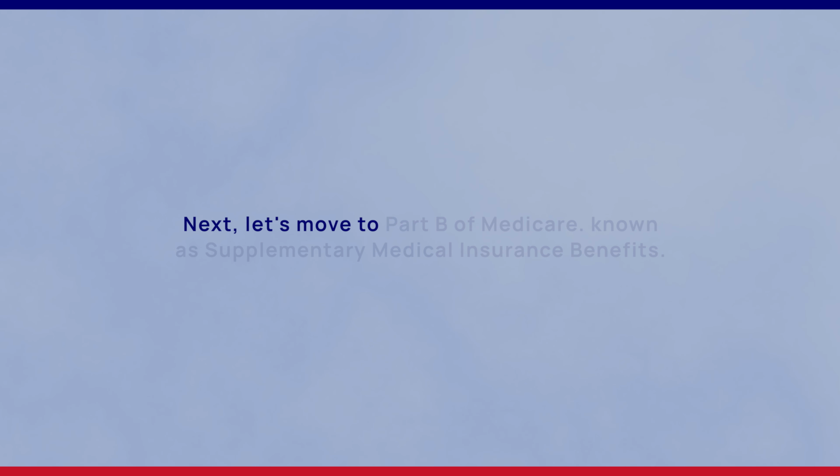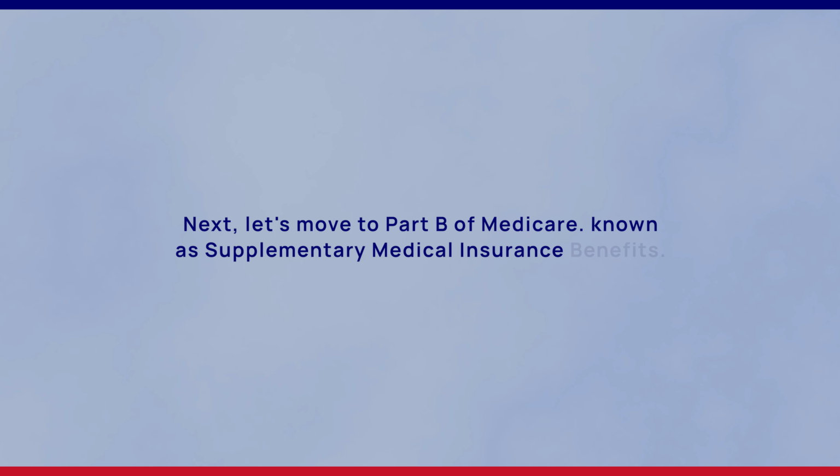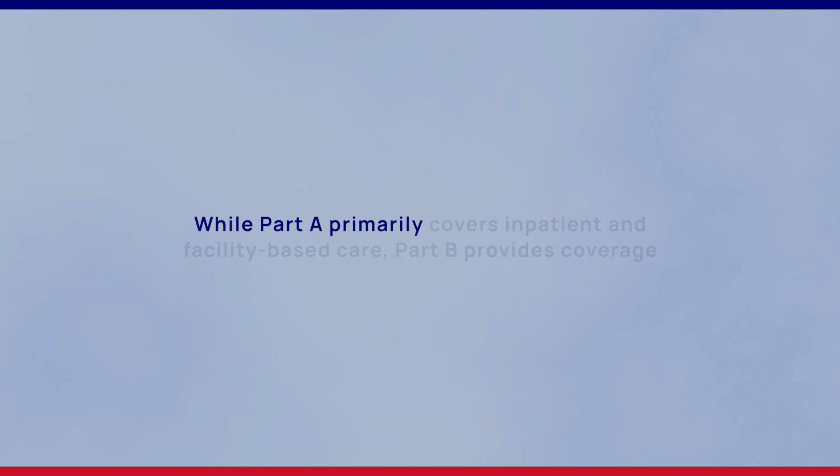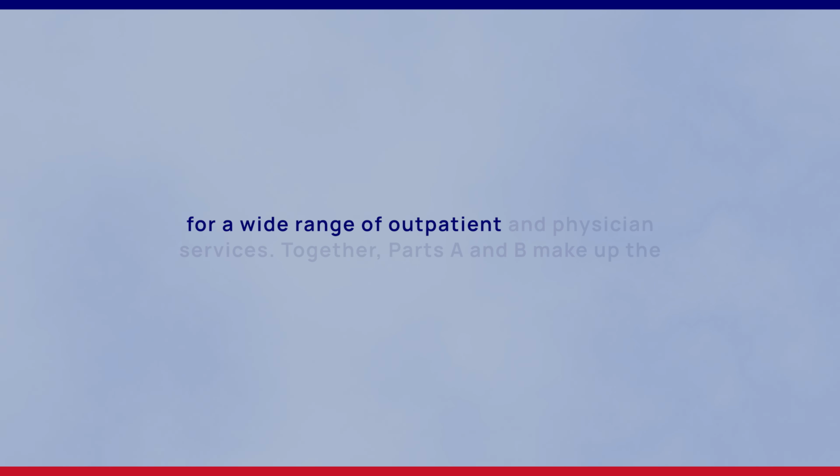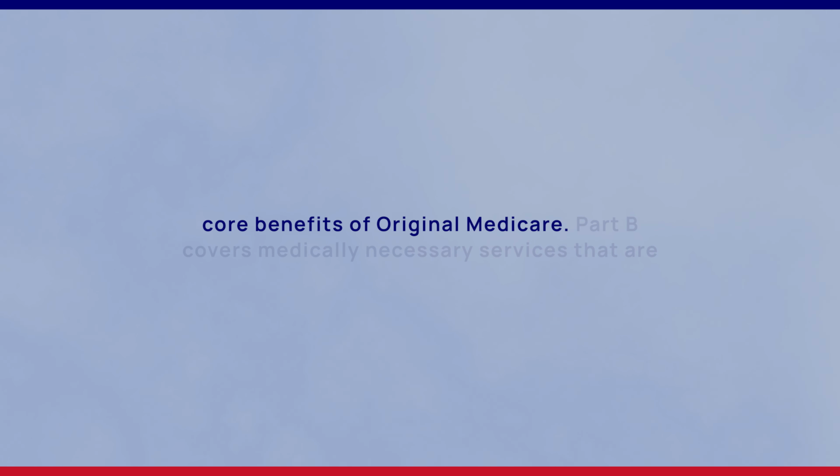Next, let's move to Part B of Medicare, known as Supplementary Medical Insurance Benefits. While Part A primarily covers inpatient and facility-based care, Part B provides coverage for a wide range of outpatient and physician services. Together, Parts A and B make up the core benefits of original Medicare.